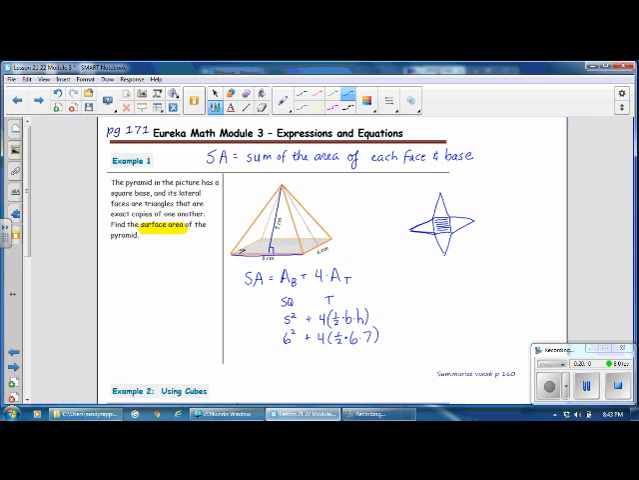So 6 squared is 6 times 6, which is 36. And we have 4 times the area of a triangle. Half of 6 is 3. 3 times 7 is 21. 4 times 21 is 84. And 36 plus 84 is 120. So our surface area of the entire pyramid is 120 square centimeters. Notice that it is not cubed. We are not filling it, we are covering the outside of it.